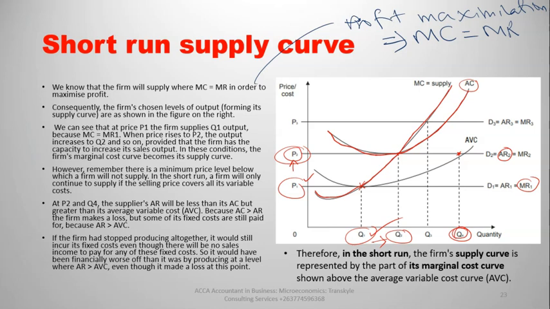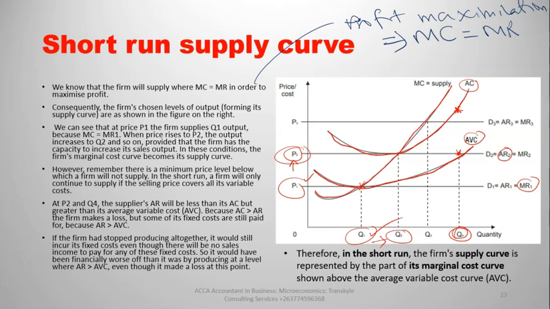Okay, so the average revenue is at this level, but you can see that the average cost curve is actually at this point. So the statement is saying that at that level, the supplier's average revenue here is less than the average cost, but greater than its average variable cost. The average variable cost, ladies and gentlemen, is this one. So this is the average variable cost. It is actually below the average revenue.